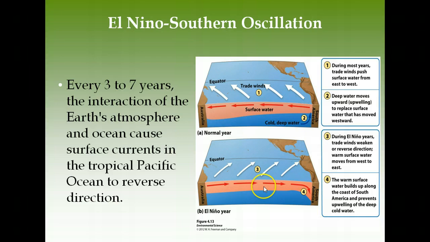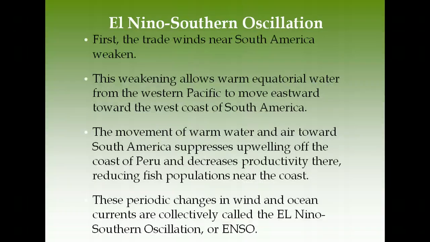Then in an El Nino year, it switches and the trade winds go the other direction, and the surface water starts to sink where it used to actually have upwelling. So you don't have that good fish population, and the fish market actually declines in Peru or other areas. The slide is just going over what I just said.